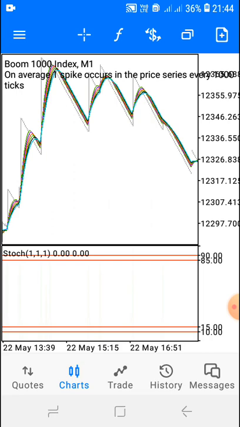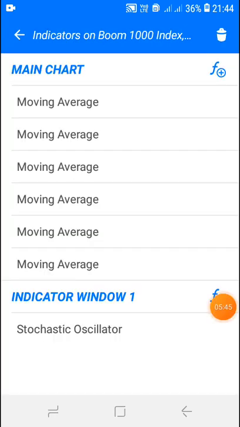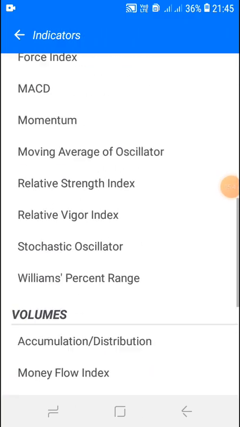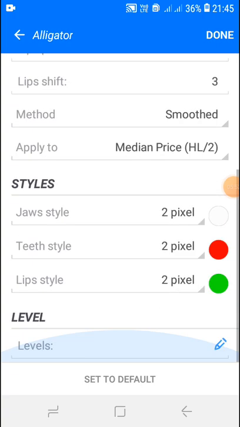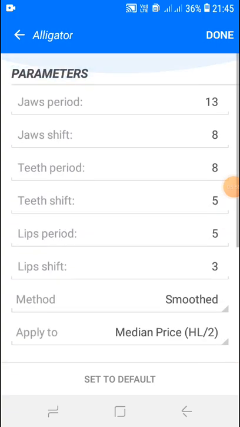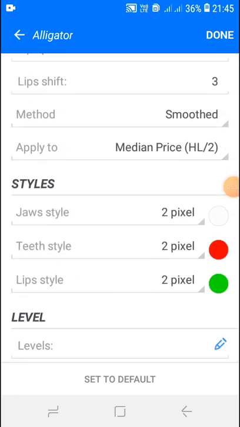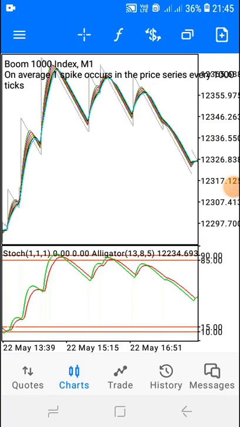And once you're done with that, you're going to click on F again, click on indicator 1, the F plus button, and then you're going to add your alligator. Once you add the alligator, just make sure that the parameters are like this: 13, 8, 8, 5, 5, 3, smoothed, median price, high or low, jaw and toe style 2 pixel white, teeth style 2 pixel red, lip style 2 pixel green. You click done. Now you guys can see that there's something extra.